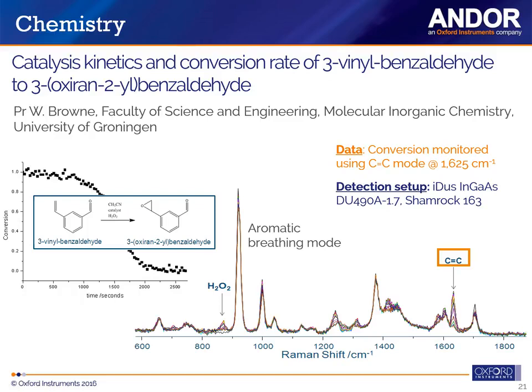You look at the ratio of intensity of the two bands as catalysis takes place, and plotting the graph on the left-hand side shows the conversion over time, so you can measure the conversion speed. Again, this was done by Professor Wesley Brown at the University of Groningen using hydrogen gas and a little Shamrock 163 spectrometer.